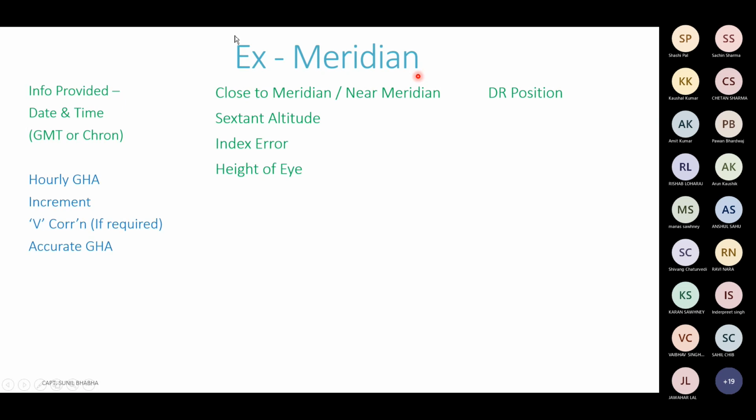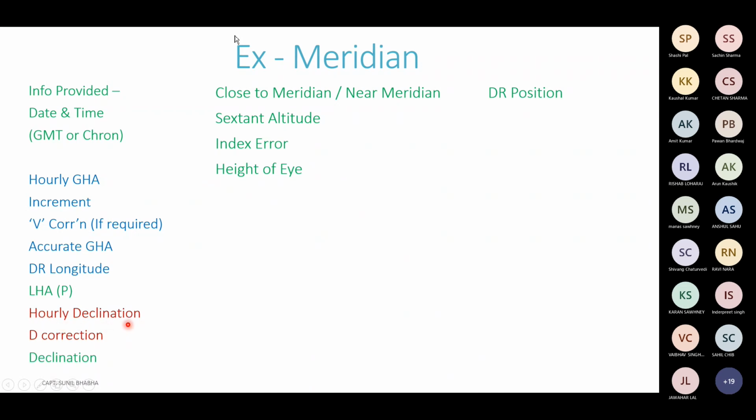So let's go into the procedure now. The first step is similar to what we have already done. We obtain the almanac information of the body. We get the hourly GHA, apply the increment, apply the V correction increment if required in case of planets and moon, and we get the accurate GHA of the body. We have the DR longitude available to us, and once applied to the accurate GHA, we get the LHA of the body, and this LHA gives us angle P.